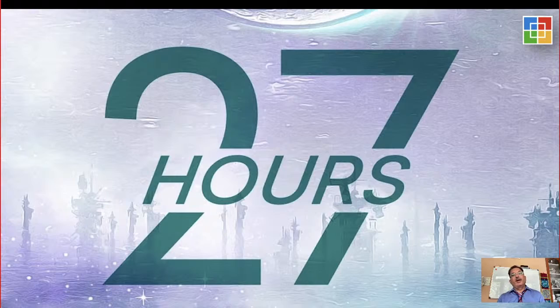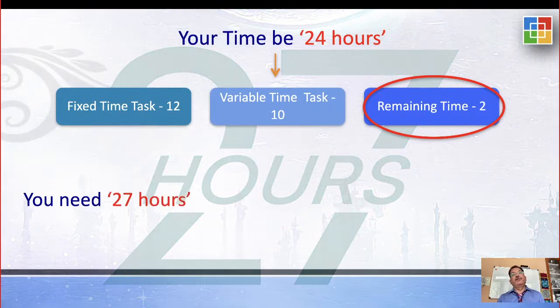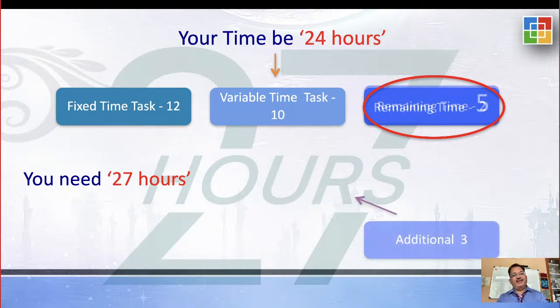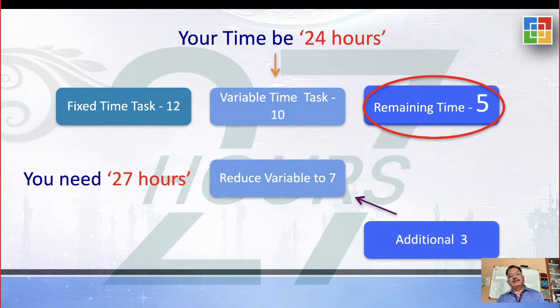So similarly, if you want to increase 24 to 27 hours, what you need is an additional 3 hours. And if your fixed time is 12 hours and variable time is 10 hours, and your remaining time is 5 hours, if you want to increase it, then you have to focus on the variable. See, your sleep comes in your fixed time. Sleep comes in the fixed time. So never compromise on the fixed time. So never compromise on your sleep.